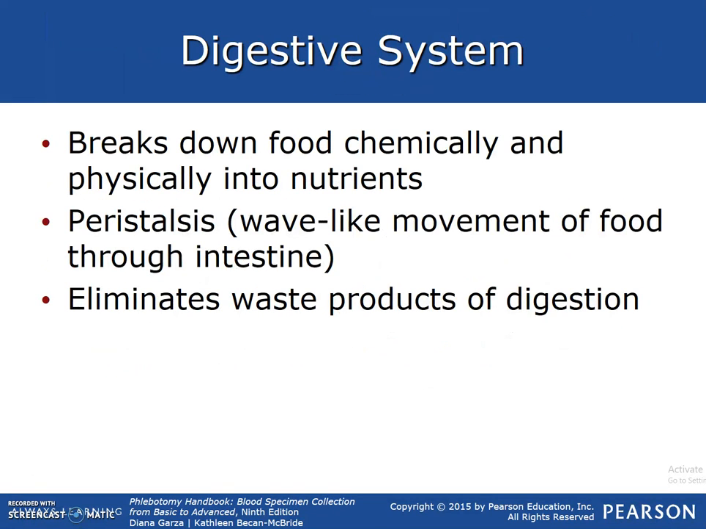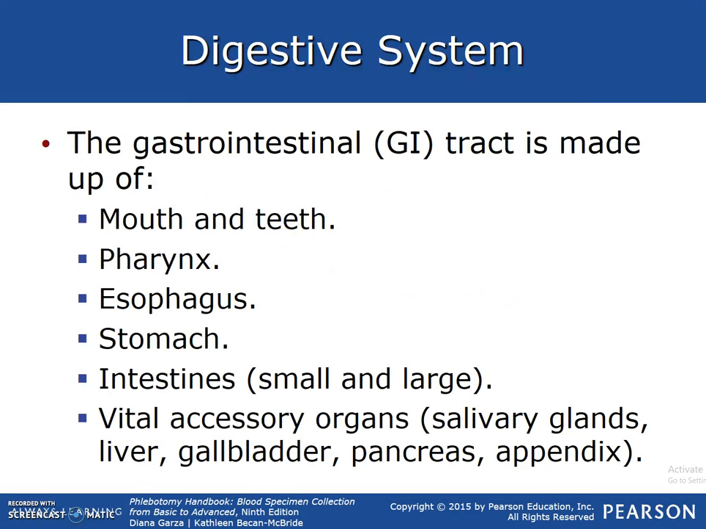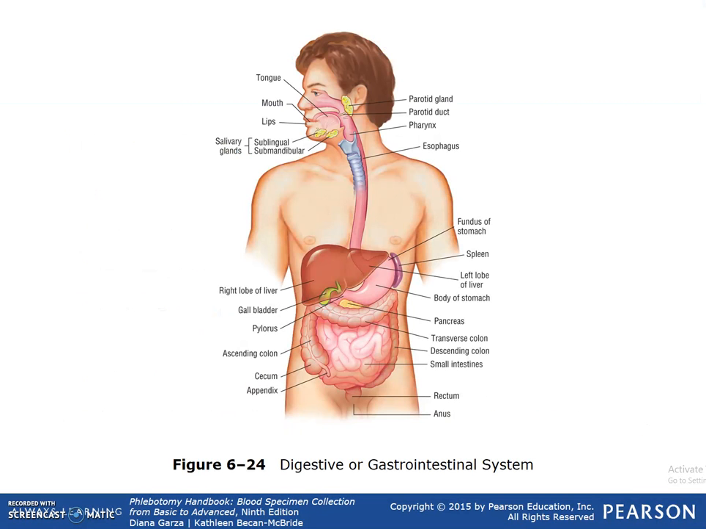The digestive system. This breaks down food chemically and physically into nutrients. The wave-like movement of food through the intestines is how our food passes from each phase in our digestive system and eliminates waste products of digestion. The gastrointestinal GI tract is made up of the mouth and teeth, the pharynx, the esophagus, the stomach, the small and large intestine, and also the salivary glands, liver, gallbladder, pancreas, and appendix. Figure 6/24 gives you a visual image of those organs.